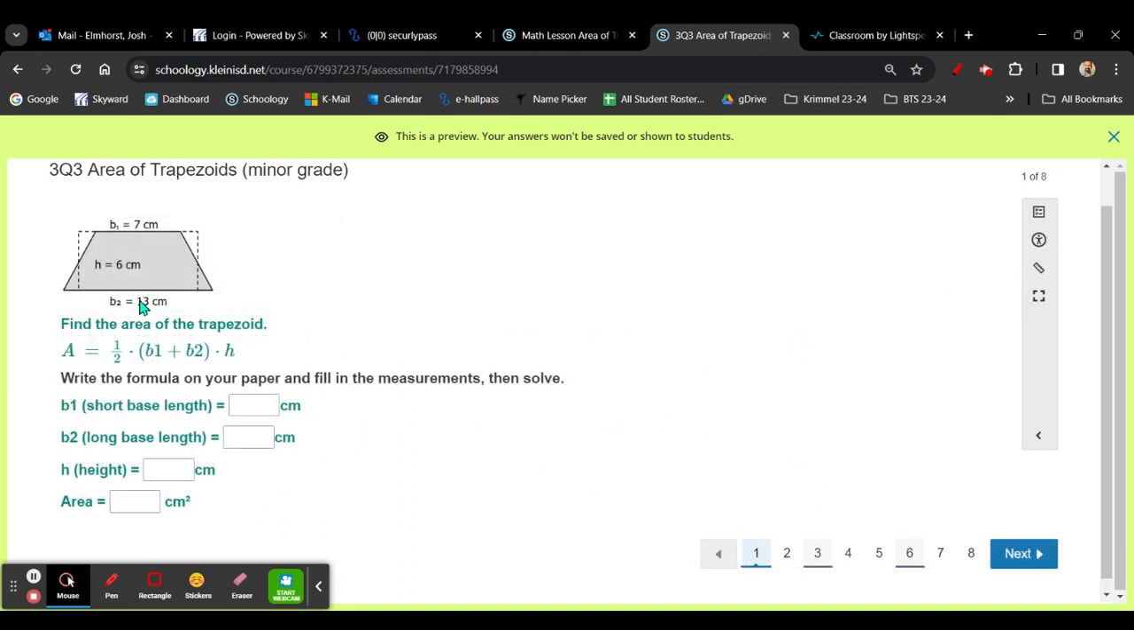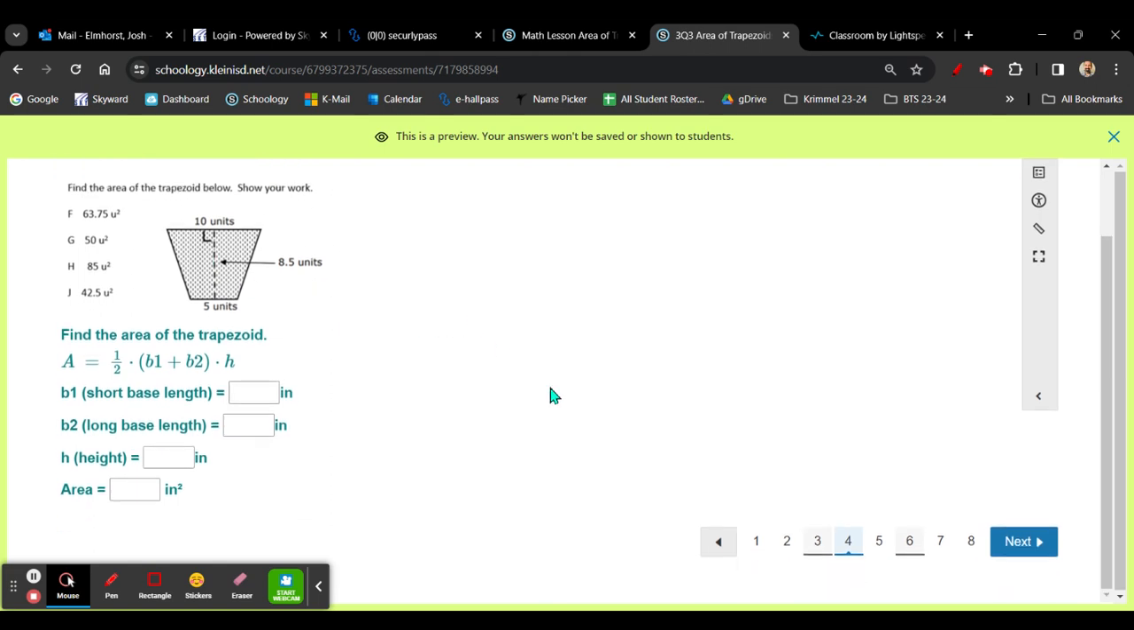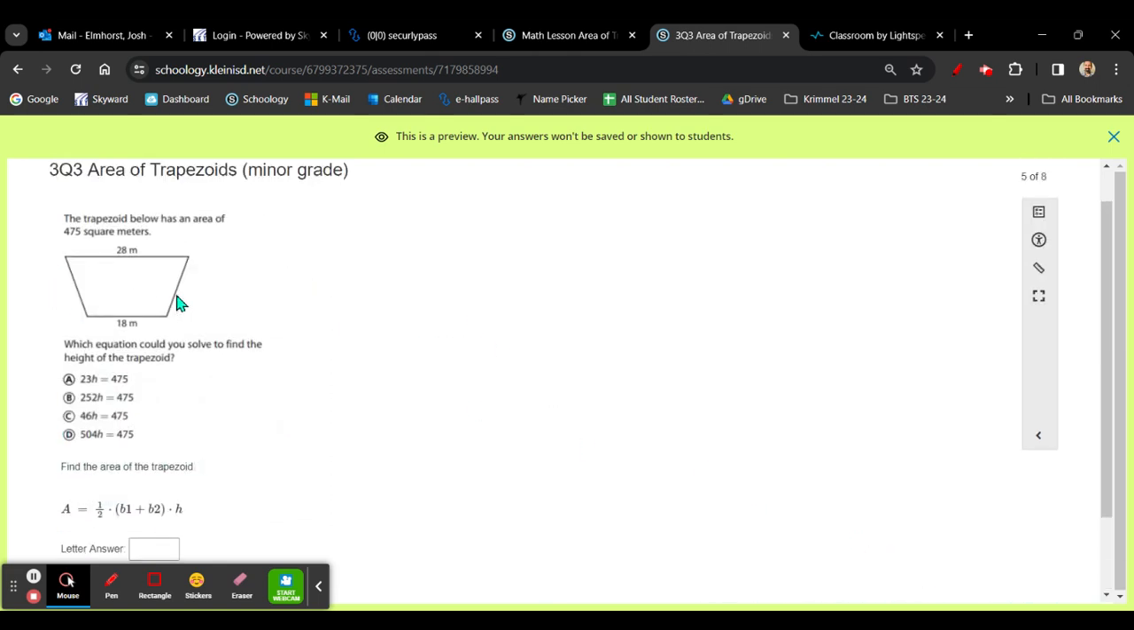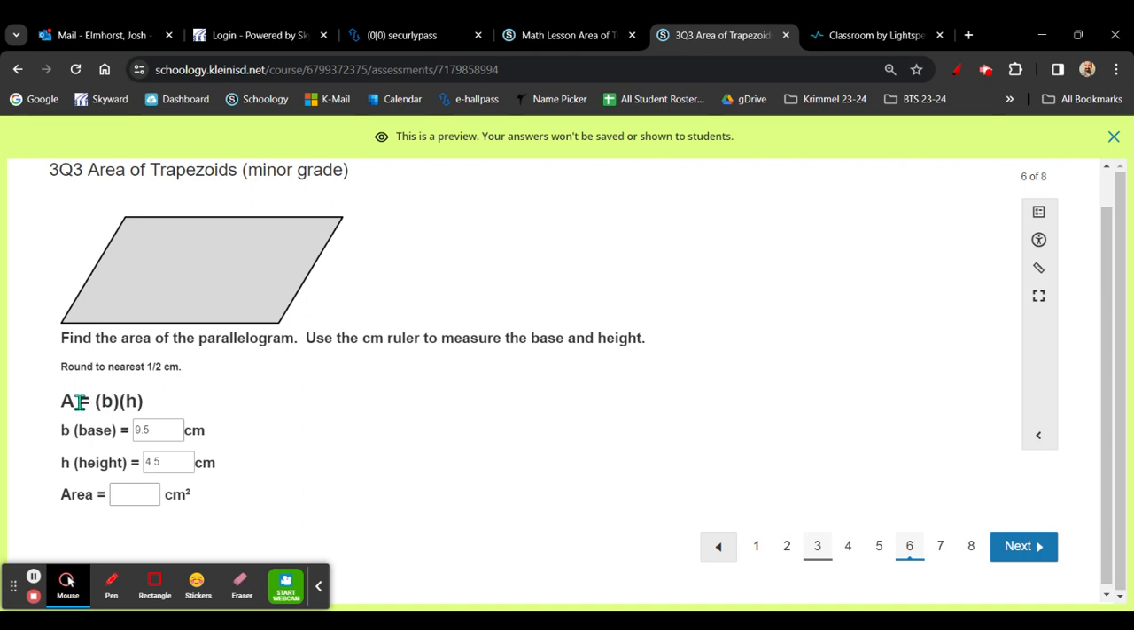Now, question 1 was a trapezoid. We divided by 2 because we were changing the different base lengths into a rectangle. Trapezoid, divide by 2. Trapezoid, divide by 2. Parallelogram, all it is is base times height, just like a rectangle. So you're multiplying 9.5 times 4.5, and then you're done. There is no divide by 2 here.